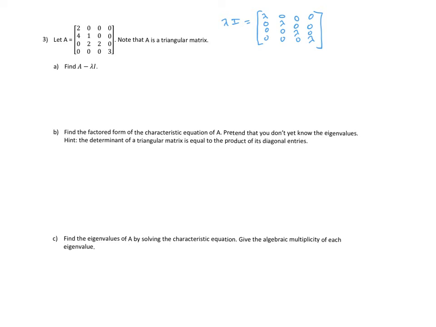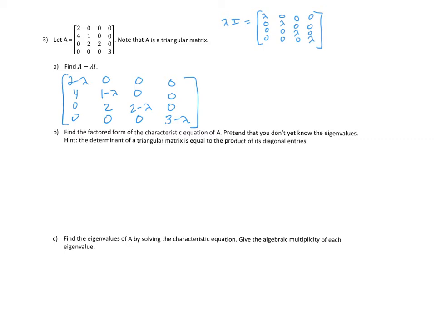So I have to do A minus that. I'm going to get 2 minus lambda, 4, 0, 0, 0, 1 minus lambda, 2, 0, 0, 0, 2 minus lambda, 0, and 0, 0, 0, 3 minus lambda. Now it says, find the factored form of the characteristic equation of A. Pretend you don't know the eigenvalues. Okay, good, because I don't know them. Hint, the determinant of a triangular matrix is equal to the product of its diagonal entries.